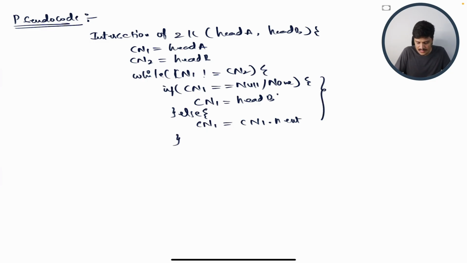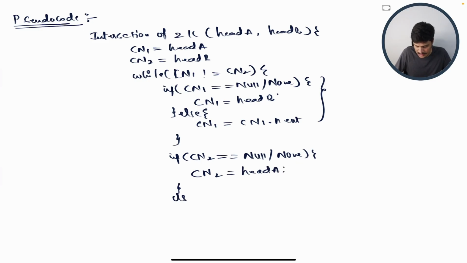Along with that, this is for the first singly linked list. Similarly, we need to do the same thing for the second singly linked list also, right? If cn2 is equal to null or None, then we need to move it to the first singly linked list head node, which is nothing but head A. And if this is not the case, then we will simply move on to the next node. So cn2 equals cn2 dot next. Once this while loop gets completed, both of them will point to the same node.